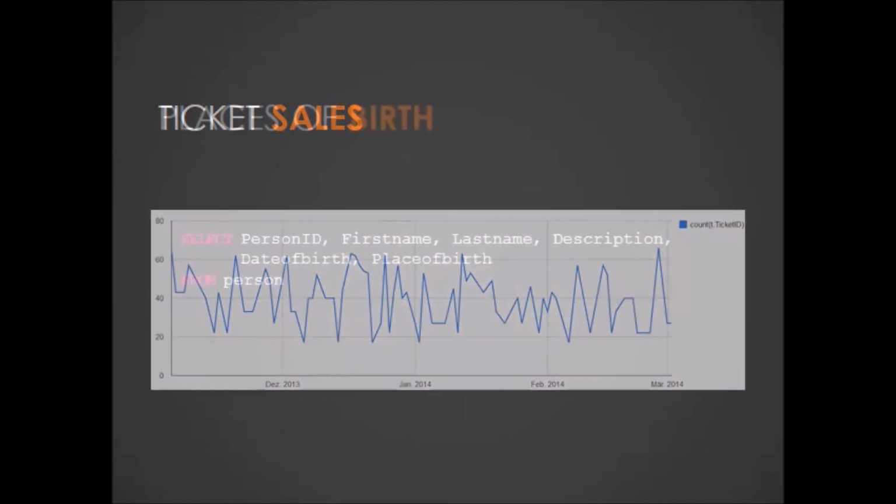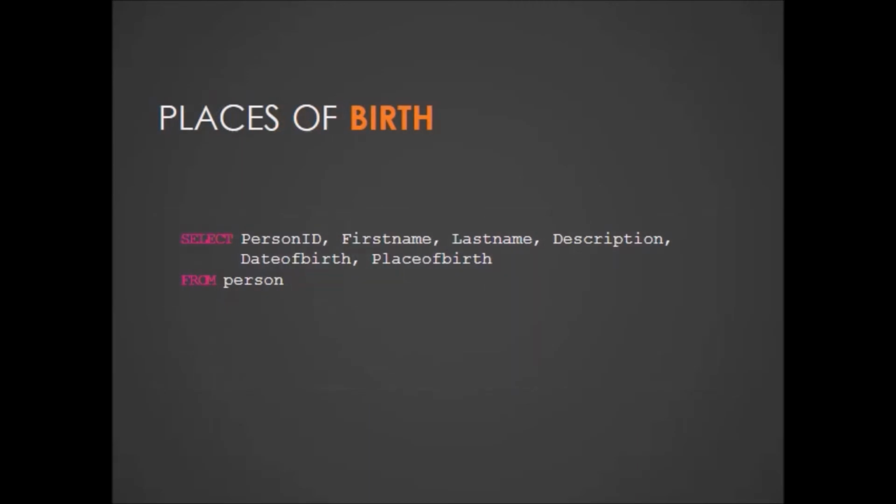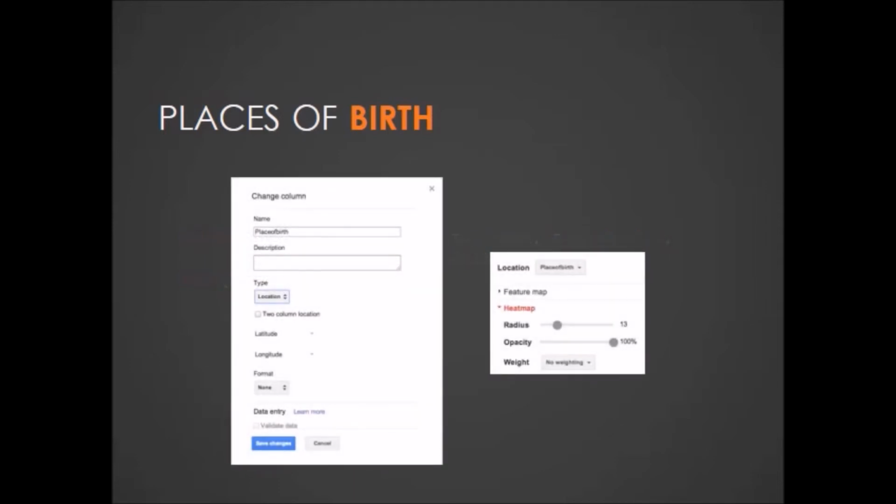But you can do even more with Google Fusion Tables. You can include geodata and show visualizations connected to these geolocations. In this example, we choose the places of birth of all persons in our database. We change the column type place of birth from text to location in order to let Google geocode the locations. Also, we had to change the map visualization to heat map.